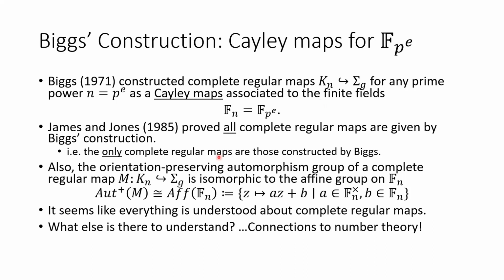And it's also the case that any complete regular map on n vertices has the same genus, but there can exist multiple complete regular maps with the same number of vertices on the same genus G surface as a topological surface. But James and Jones also understand how to go between those maps using what's called Wilson's map operators. But that's another topic. So basically, from the topological point of view, everything is understood.